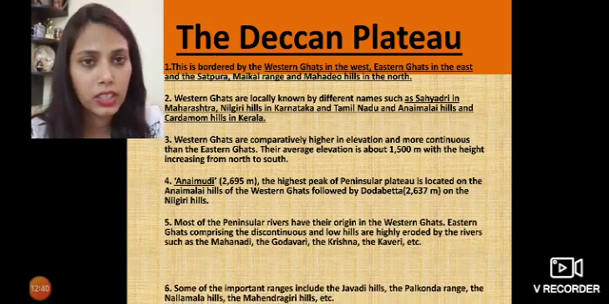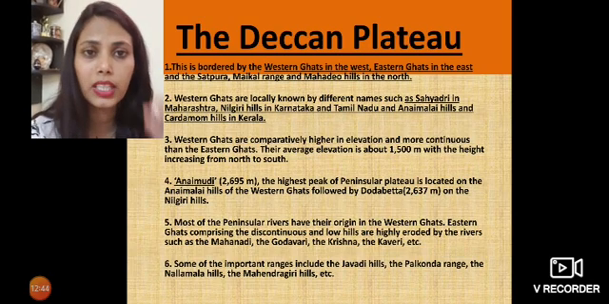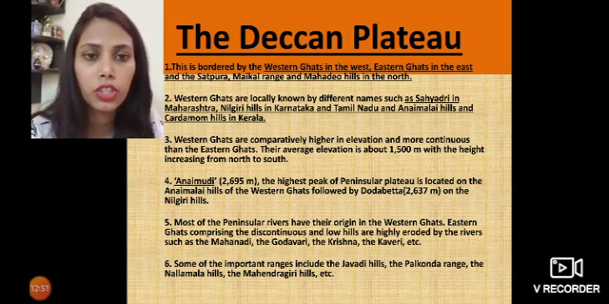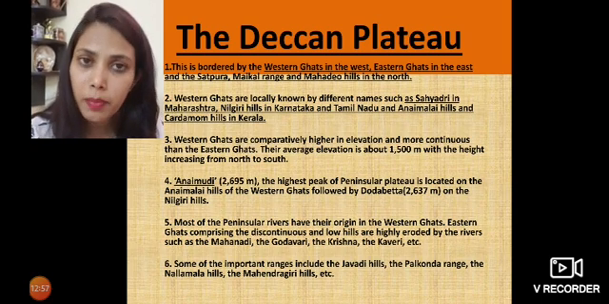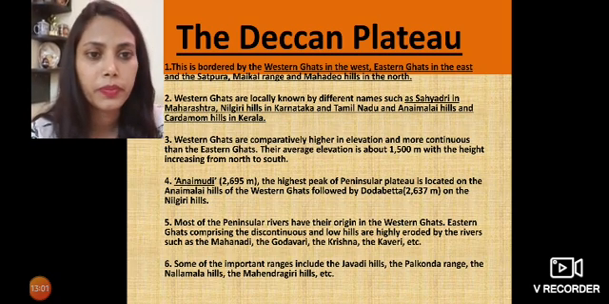The peninsular rivers, peninsular rivers means those rivers of India which are flowing in the south of India. That is the peninsular part of India. So these rivers mostly originate from the Western Ghats. And Western Ghats, why are we studying here? Because they are part of the Deccan Plateau. And Deccan Plateau is a part of Peninsular Plateau. It's a division of Peninsular Plateau.